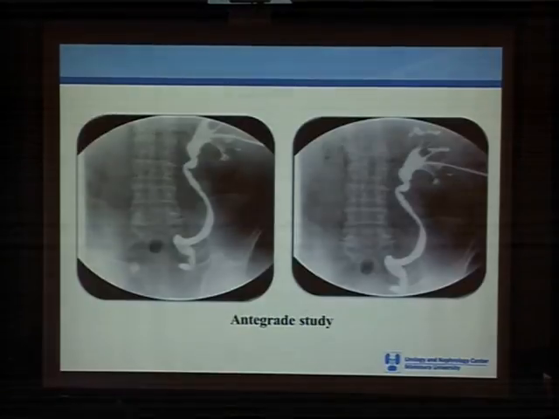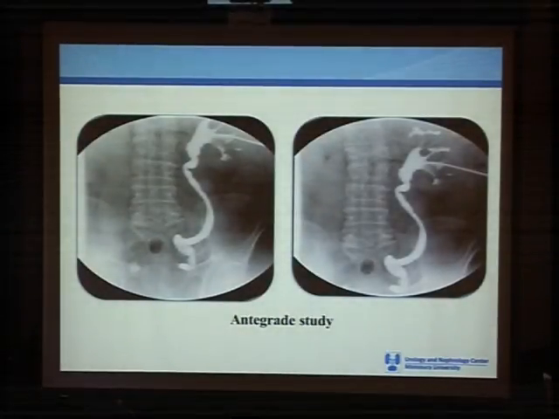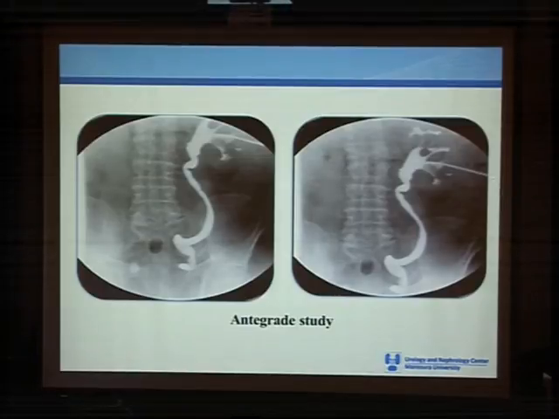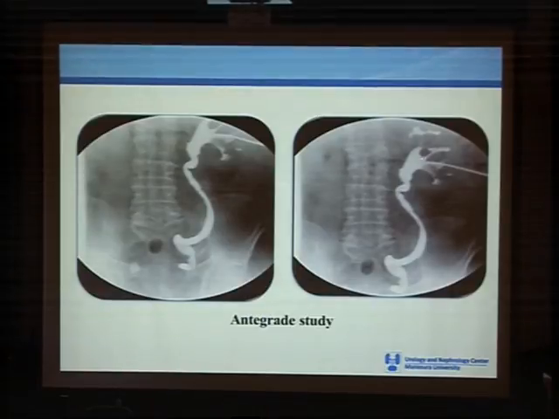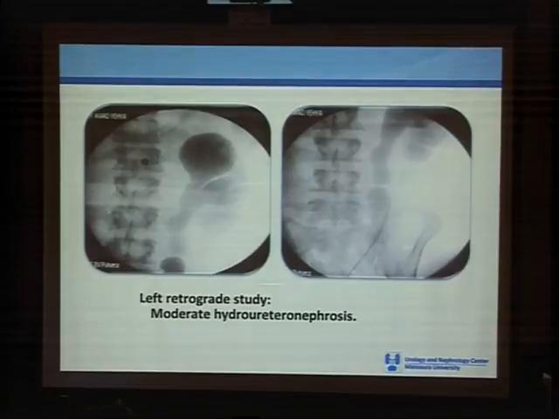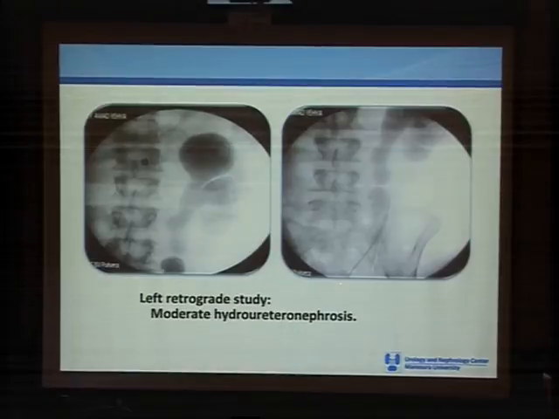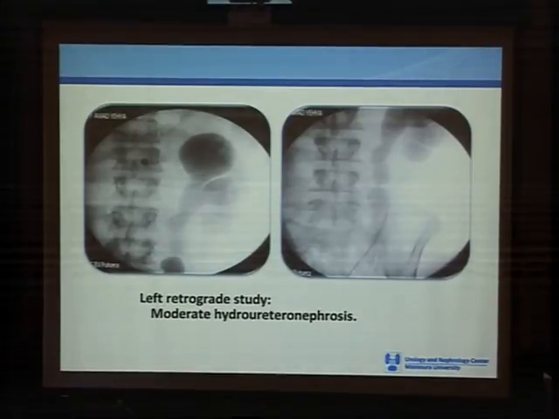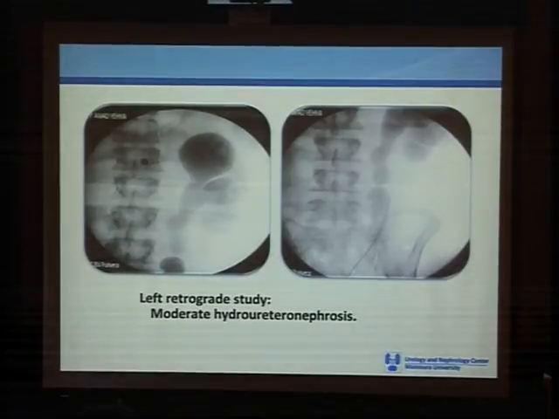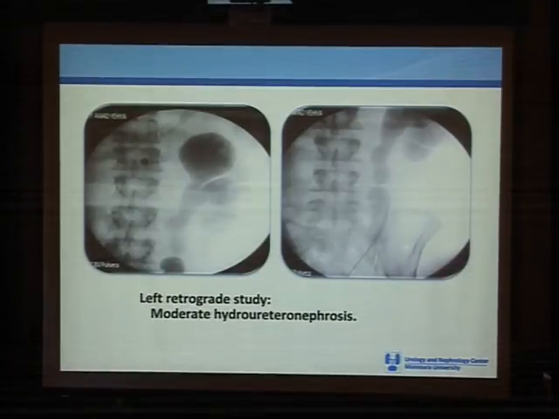The other approach is the antegrade approach. You fix a percutaneous nephrostomy and you inject a dye to see the pelvis and the ureter. And the other approach is to do retrograde pyelography by fixation of a ureteric catheter up to the ureter and injection of dye. However, this approach is an invasive procedure because it needs either fixation of the percutaneous nephrostomy or doing cystoscopy with fixation of a ureteric catheter.